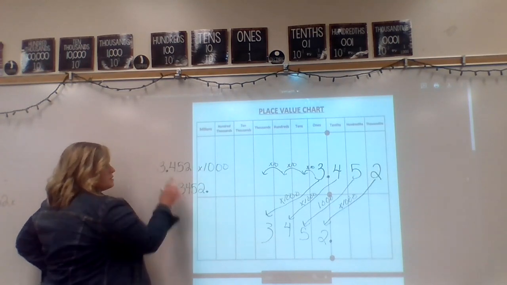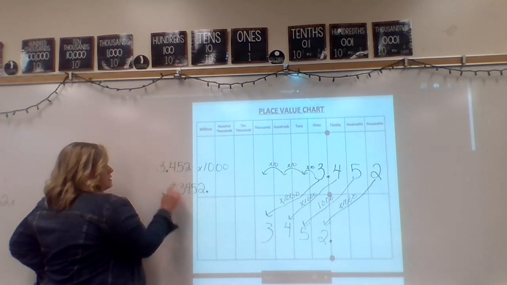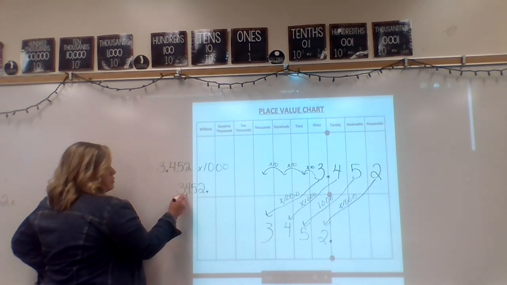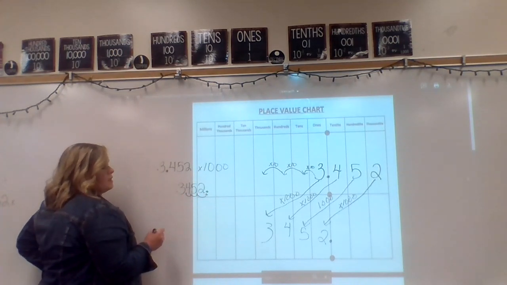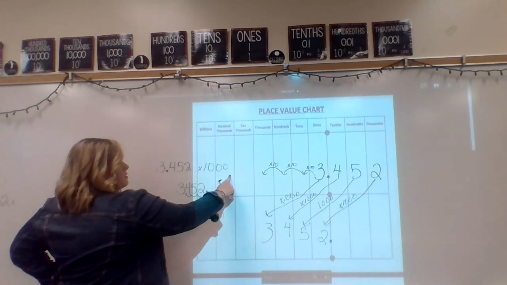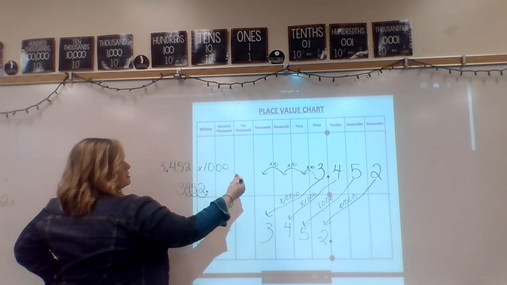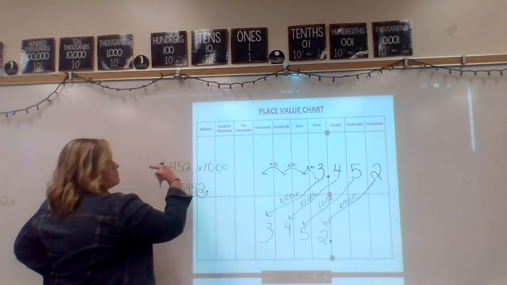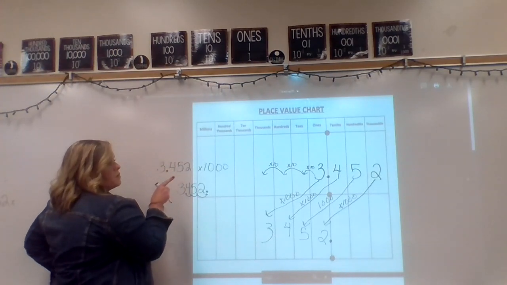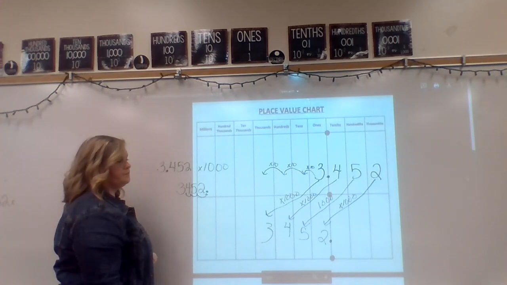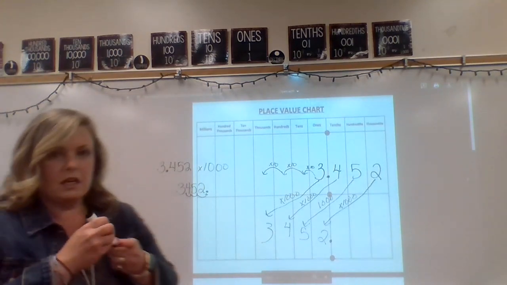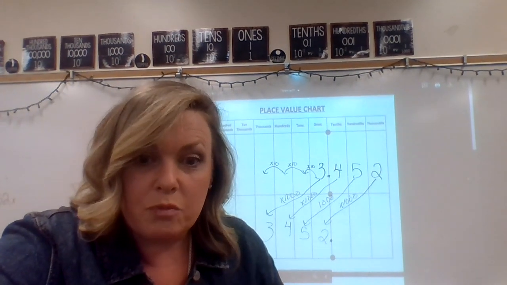Let's look at what happened to our decimal point. Our decimal point was in between the 3 and the 4 to begin with. We multiplied by 1,000, and my decimal point moved 1, 2, 3 places to the right. 3 zeros in 1,000. The digits moved 3 places to the left on the place value chart. The decimal point moves the opposite direction, 3 places to the right. Now let's see what happens when we divide.